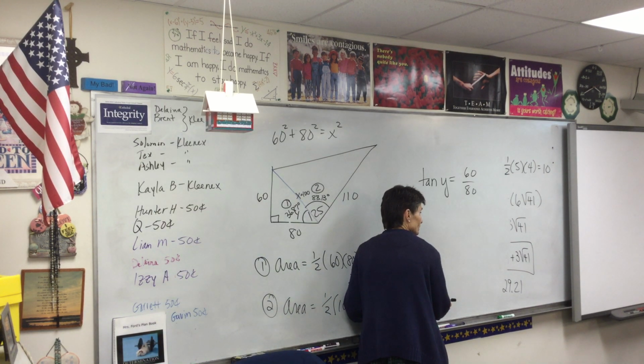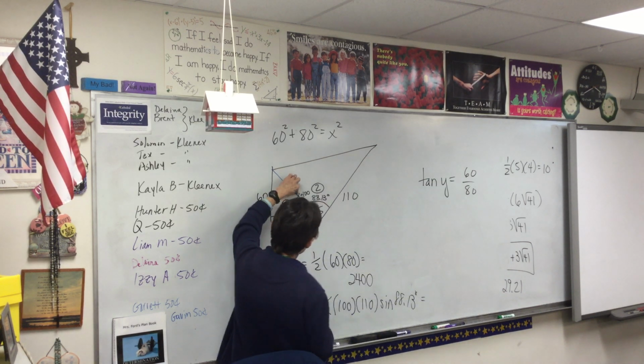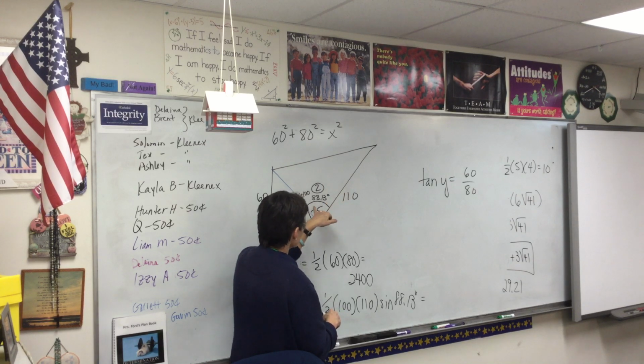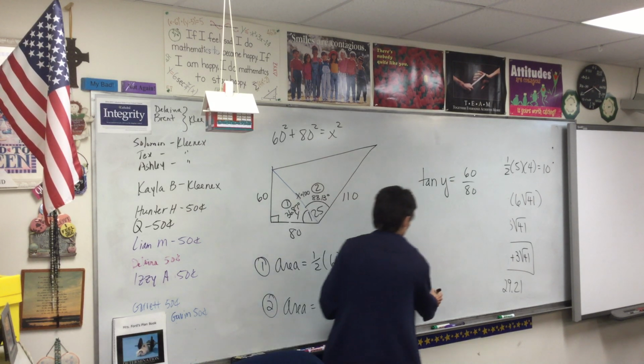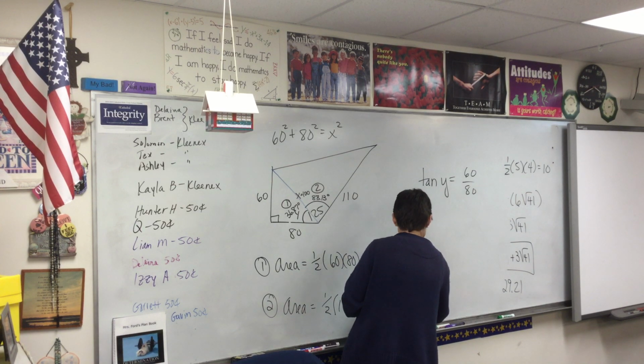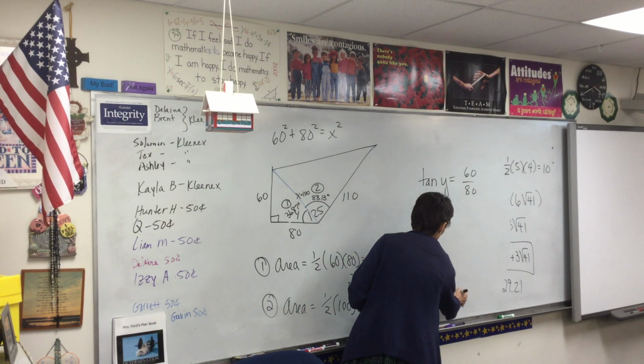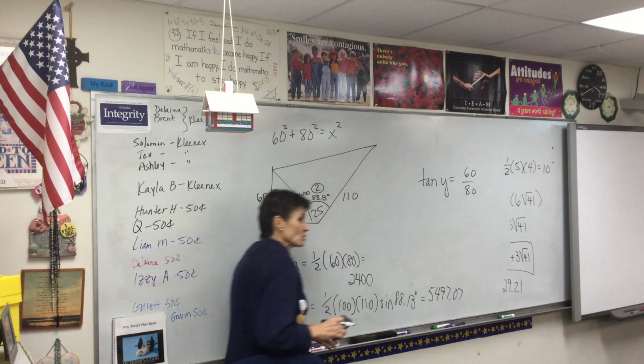Where do you get the 100? That's a lot. This side times this side times the sine of the included angle. What is it? I got 5,497.07. Anybody match that?